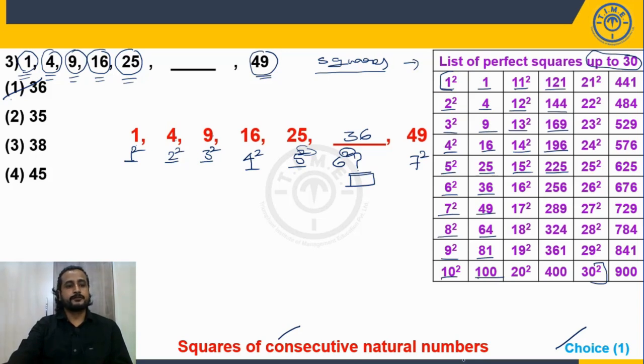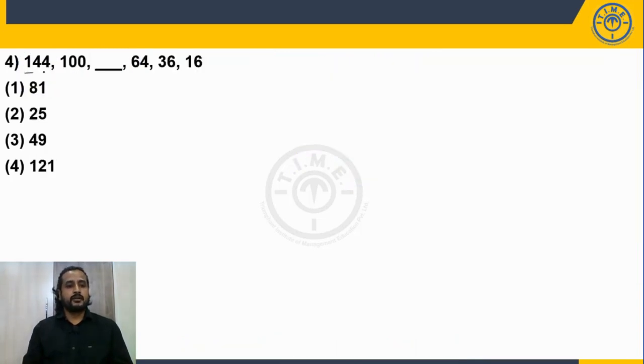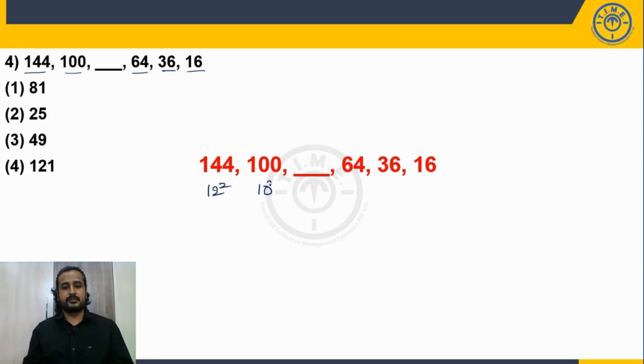Now go to the next question, number 4: 144, 100, 64, 36, 16. Remember that you have learned the squares by heart and you are thorough with the square numbers. Then identify the logic here. 144 is 12 square, 100 is 10 square. This is the advantage we have if we learn the squares by heart. By looking at the given series, you can say that these numbers are perfect squares. And 64 is 8 square, 36 is 6 square, and 16 is 4 square.